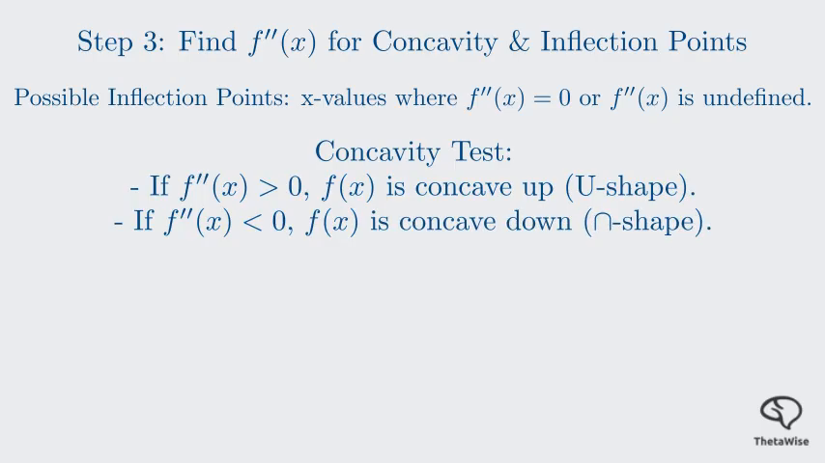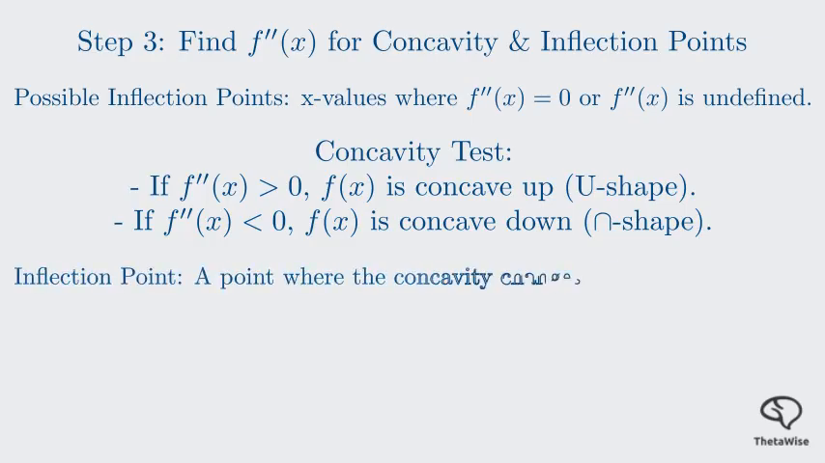An inflection point is a point where the concavity actually changes. So if the second derivative changes sign at a possible inflection point, then that point is a true inflection point. The second derivative also provides an alternative way to classify local extrema, called the second derivative test.